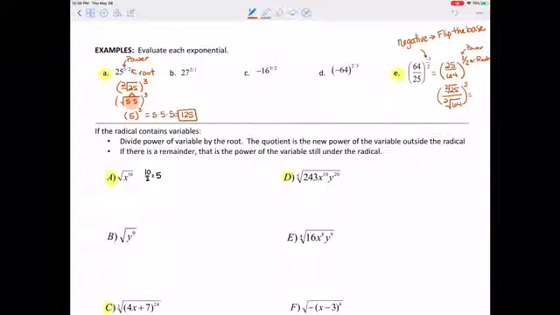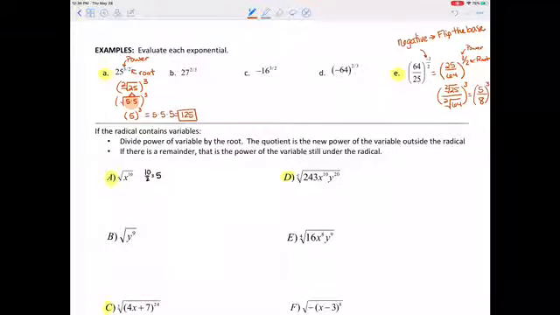The square root of 25 is 5. The square root of 64 is 8, to the third power, which gives us 5 times 5 times 5 over 8 times 8 times 8, which is 125 over 512.